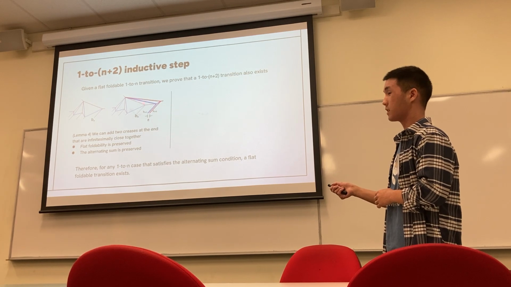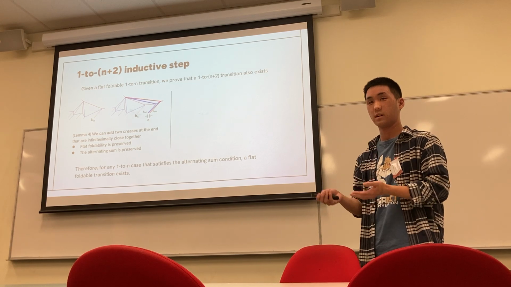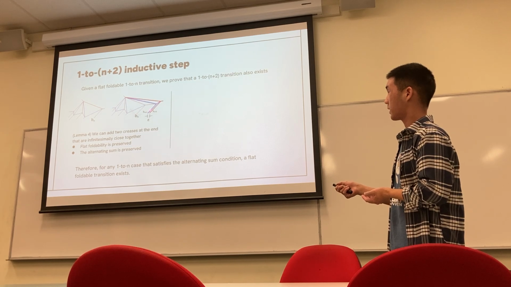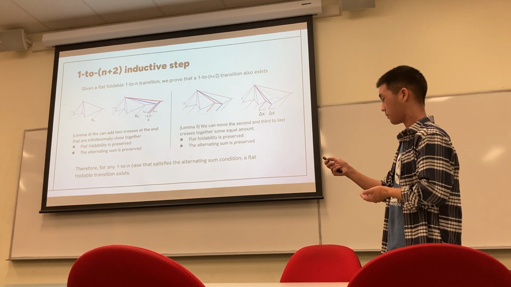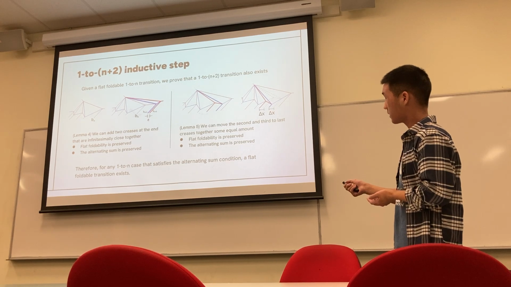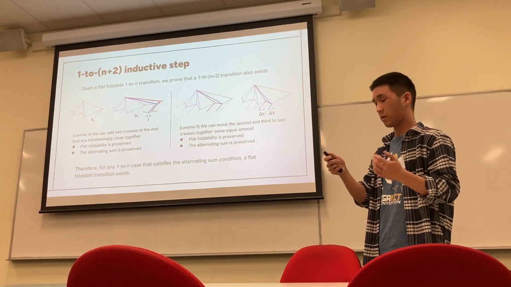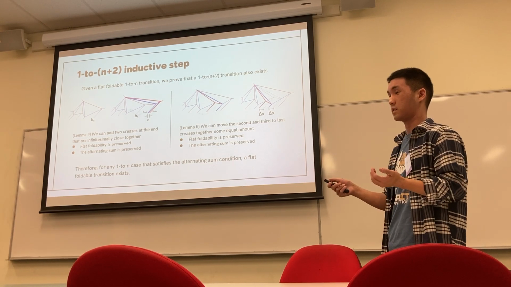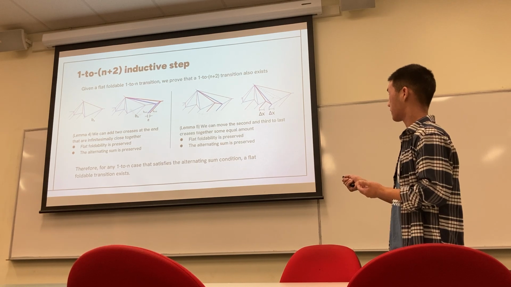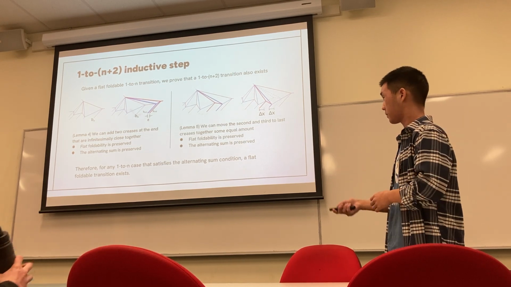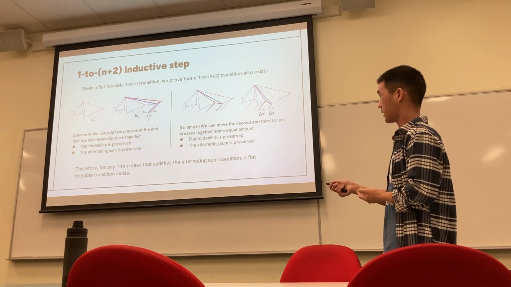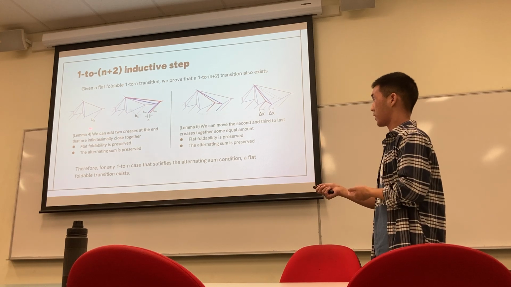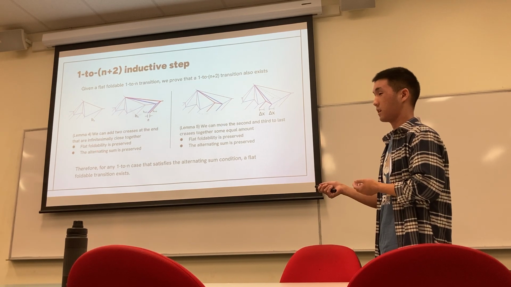So this is not super realistic, because in actual crease patterns, we do not have creases that are infinitesimally close. But what we can do next is we can take this b_n and this b_{n+1} and shift them together some amount to the left. So now they're no longer overlapping. Again, we'll use the equations from before, and you can read them in the paper, and flat foldability is preserved when we move these 2 creases some constant delta x. And the alternating sum is preserved because this one is plus, this one is minus, and they move the same amount. So therefore, for any 1 to n case that satisfies the alternating sum condition, a flat foldable transition exists, because these operations do not change flat foldability, nor do they affect the alternating sum.